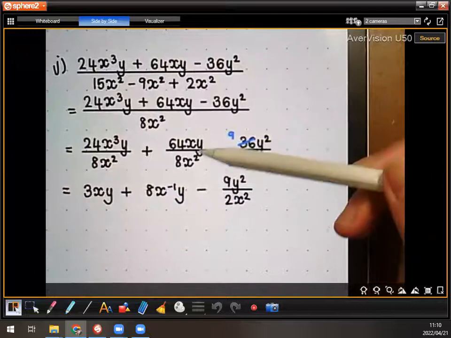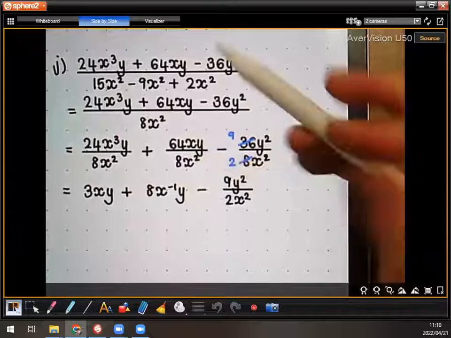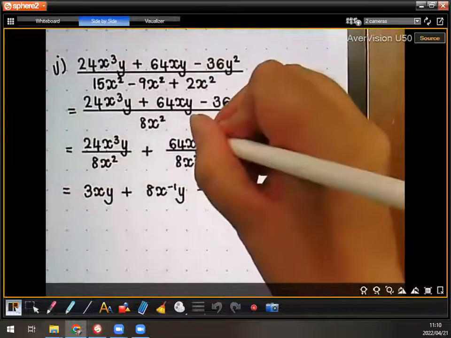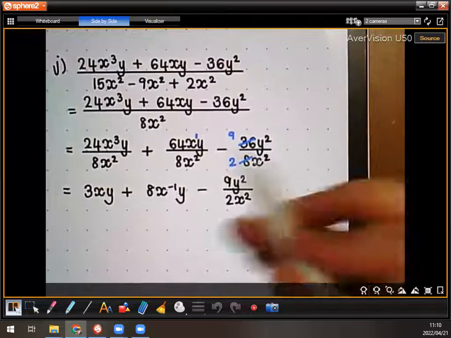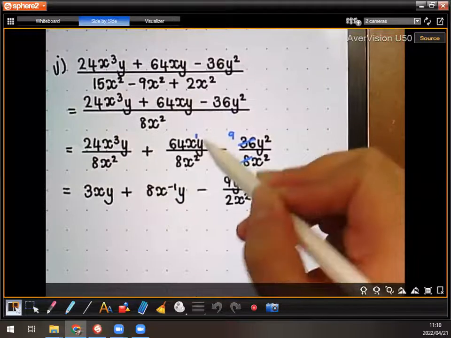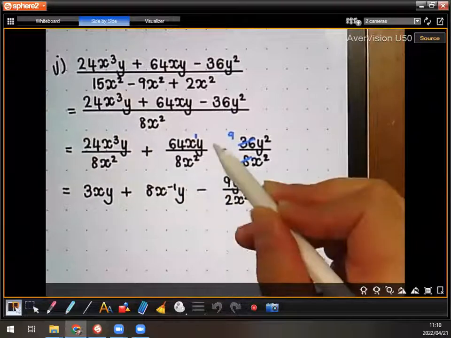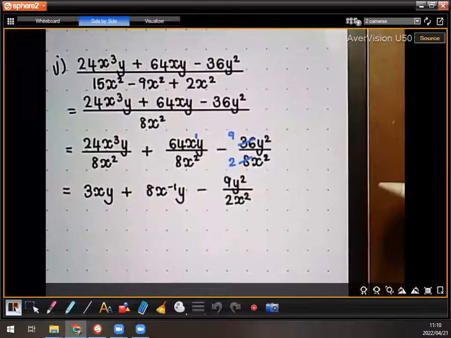For the second one, you have 64 divided by 8, it's just 8. What happens with these x's? This is x to the 1, right? Over x to the 2. So you're going to say 1 minus 2, which is negative 1. Okay, that's where that x to the negative 1 comes from. And then again, you have a y there. You have no y in the denominator, so the y just needs to carry down to your answer.